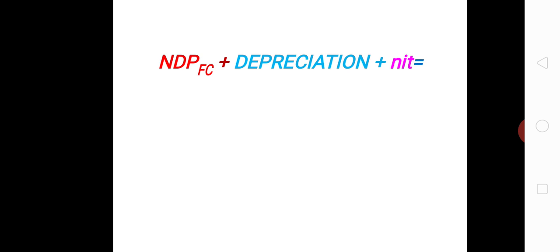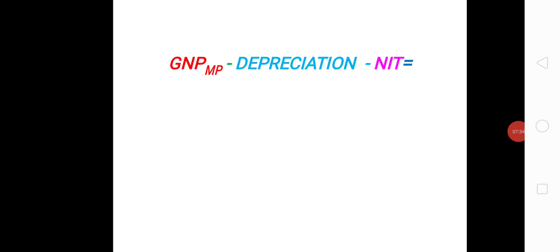Third one, NDP FC plus depreciation plus NIT. When you add NIT to FC, you will get MP, and when you add depreciation to net, you will get gross. So it is nothing but GDP MP. So these are the three. Another is GNP MP minus depreciation minus NIT. When you subtract depreciation from gross, you will get net, and when you subtract NIT from MP, you will get FC. So it is nothing but NNP FC.